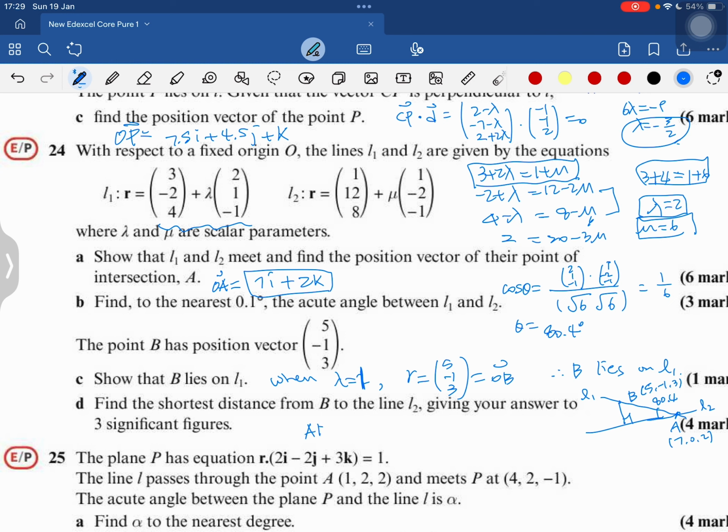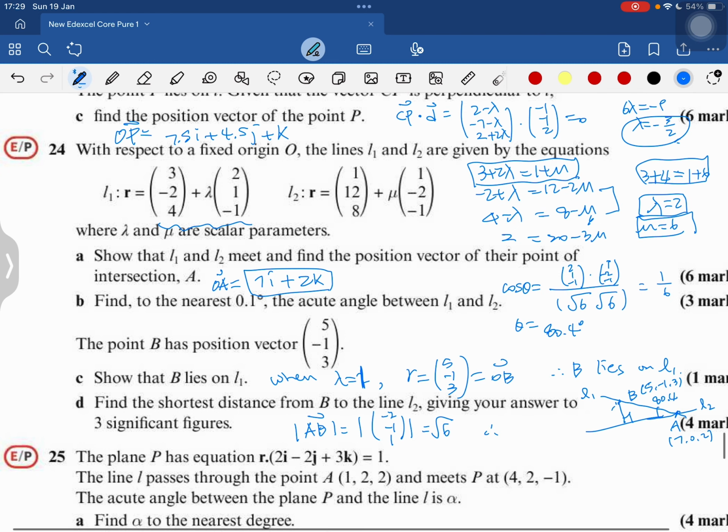So AB vector magnitude is B minus A, negative 2, negative 1, 1, which is square root 6. Therefore, the distance, this one, let's call it H, becomes AB magnitude times cos 80.4.